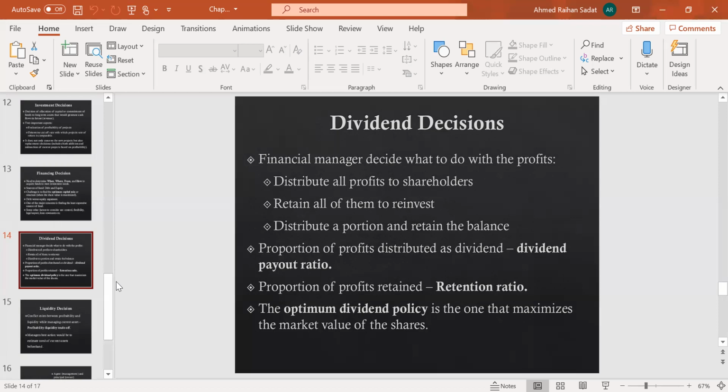The proportion of profits distributed as dividend, we call the dividend payout ratio. Let's say I have earned 100 taka, and if I pay 40 taka as dividend, I will say that my dividend payout ratio is 40%, and the rest will be the retention ratio, which is 60%. It can go other ways too. Let's say I have retained 80 taka out of 100 taka of earning, which means my retention ratio is 80%, and that will automatically make the dividend ratio 20%. So that's very plain and simple for you to understand. I'm not going to go into more detail on that.